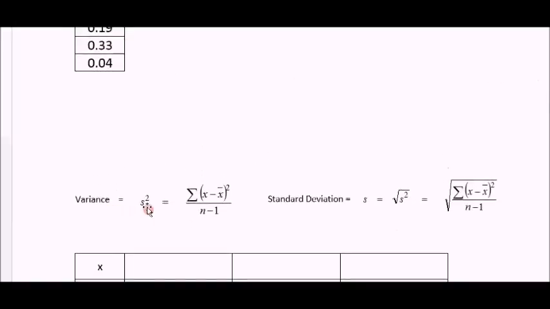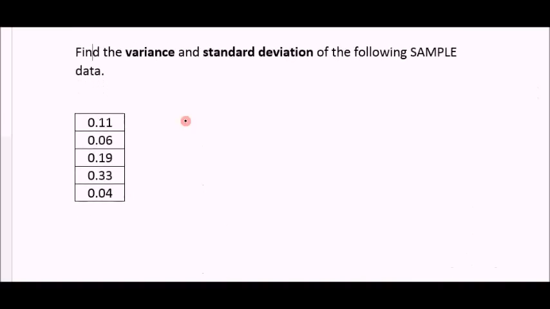For the variance, the formula is s squared, that's the notation that we use: the sum of x minus x bar squared, all divided by n minus 1. And if this were a population data set instead of a sample, we would just be dividing by n instead of n minus 1. That's the only difference between the variance for a sample and the variance for a population. But you'll notice we have to do x minus x bar. X bar is the mean.